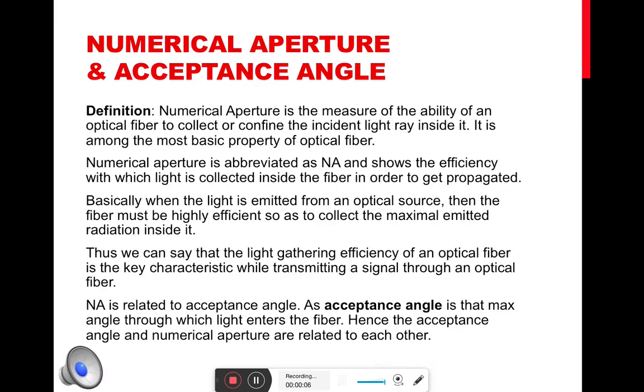So in this video we'll be learning two terms. One is numerical aperture and the other one is acceptance angle. Numerical aperture is nothing but the ability of an optical fiber to collect or confine the incident ray that is incident on it. We all know that we are transmitting light through optical fiber.